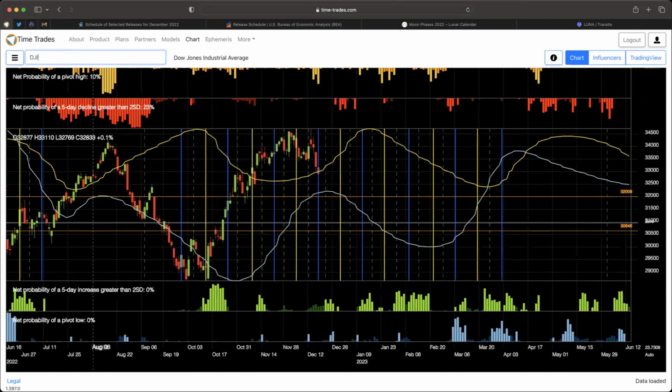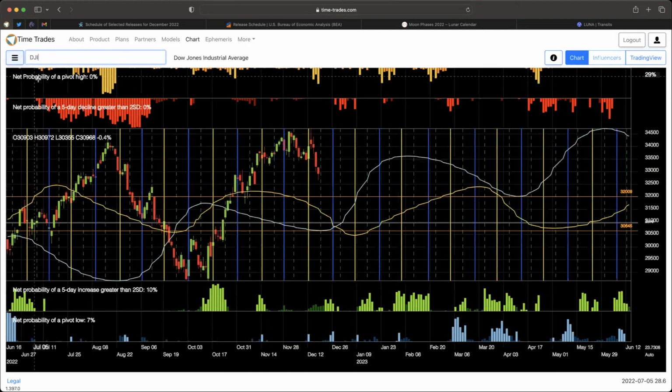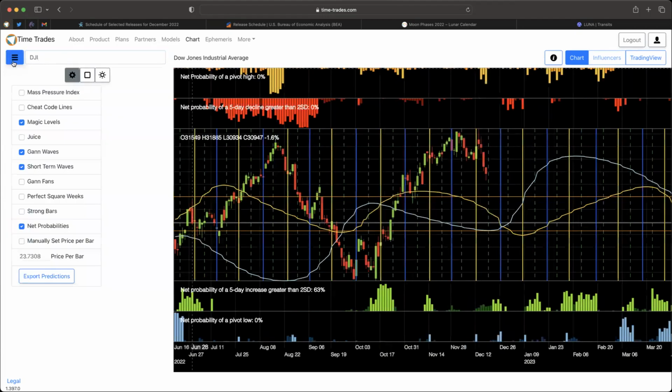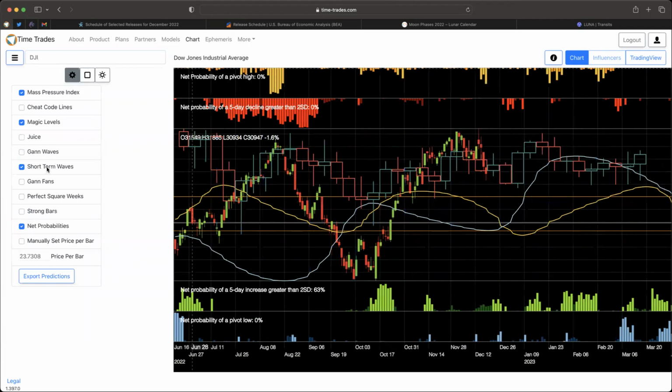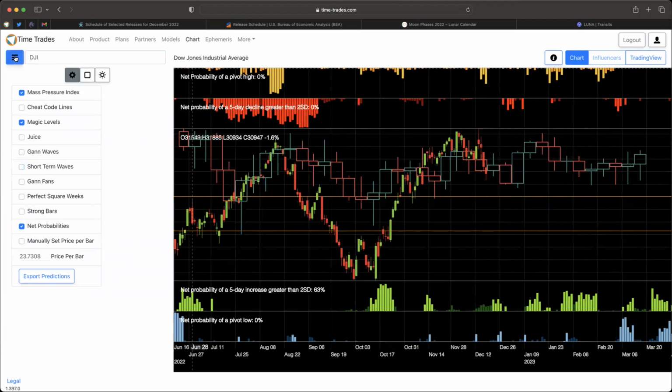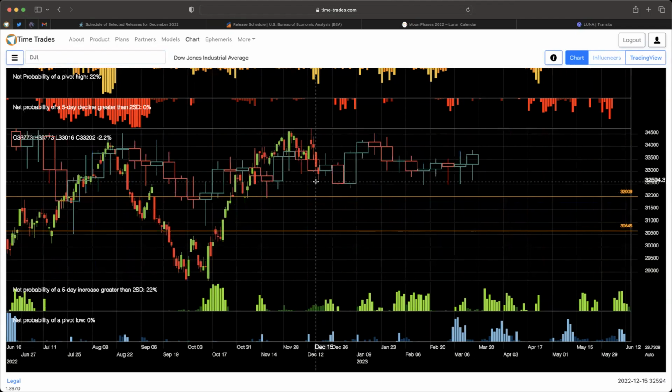Now, the new tool that I built and shared with Time Trades customers over the weekend is called a mass pressure index, and that's only available on one symbol right now, and that's the Dow. The reason is that a mass pressure index takes price data from 10 years ago, 20 years ago, and 60 years ago, and builds a composite of that. So let me just turn that on here. And we're going to turn off the Gann waves and short-term waves just so it's legible. And we're going to take a look at this mass pressure index.